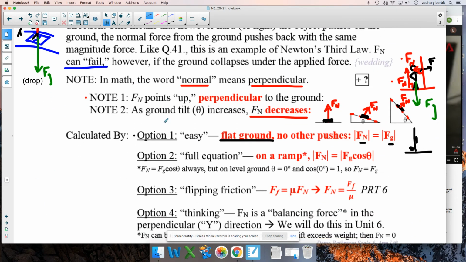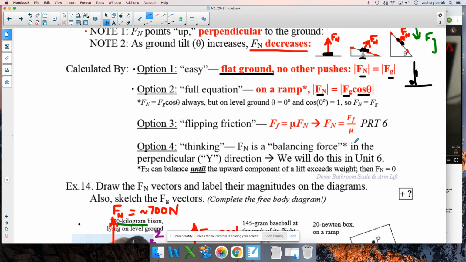Okay. Option 2. If you're on a ramp, there has to be a way to keep track of that decreasing of the normal force. And the way you do it is by paying attention to the angle. If you're on a ramp, the normal force is calculated by the weight still. It's still balancing against what gravity is trying to do to you. The weight multiplied by the cosine of that angle. So it's not a hard thing to do.